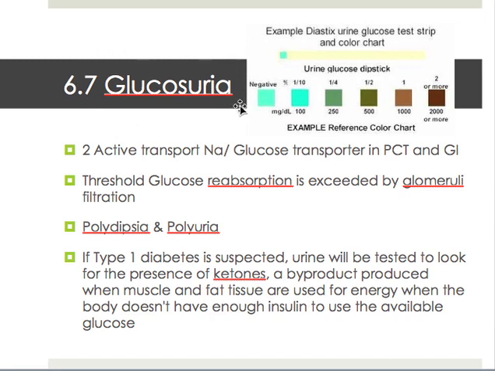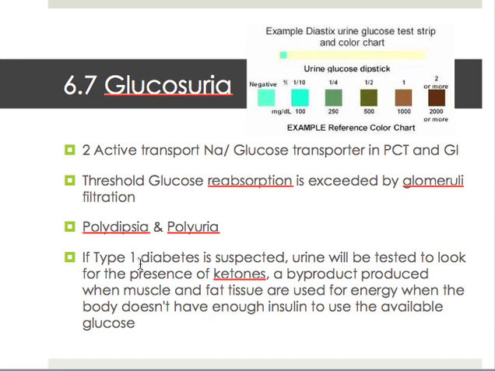Glucosuria is the term that we use for glucose in urine. We know that there is a threshold for glucose reabsorption in the nephron, and sometimes when it exceeds the glomerular filtration, this is what happens, glucosuria. We also know that polydipsia and polyuria are two symptoms that are very common in diabetes, especially diabetes type 1.